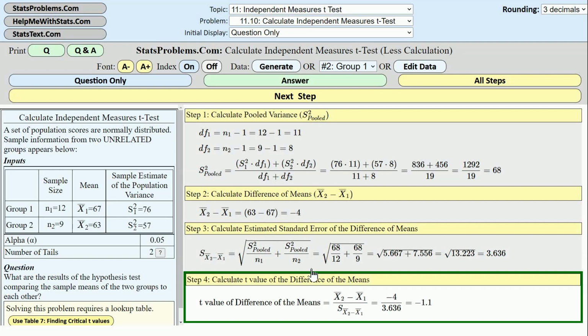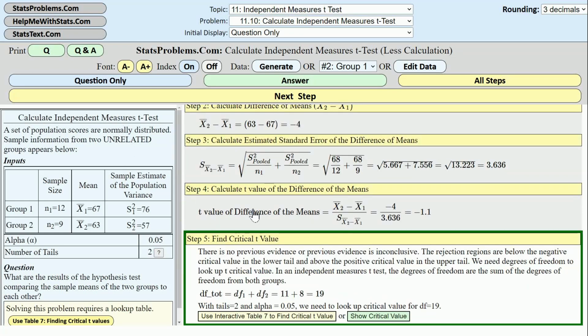In Step 4, we calculate the t-value of the difference of the means. The t-value of the difference of the means is equal to the difference of the means divided by the estimated standard error of the difference of the means, S sub X bar 2 minus X bar 1. In this example, the t-value of the difference of the means is equal to minus 4 divided by 3.636, which works out to minus 1.1.